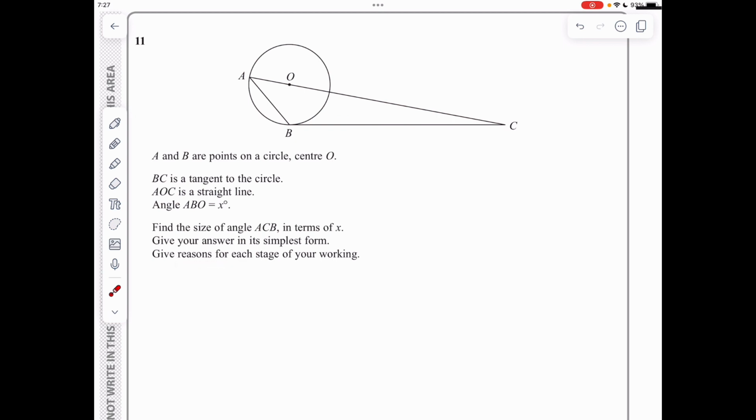So it makes sense to start by drawing the line joining OB. This is the radius here. And we notice that this is the angle X that we have been told. And also the triangle OAB is an isosceles triangle because the two sides are both radii, so they are equal in length. So we immediately know that these two angles are X. So I will start by saying that angle OAB is equal to X. Remember, I have to give reasons here. So angles at the base of an isosceles triangle are equal.